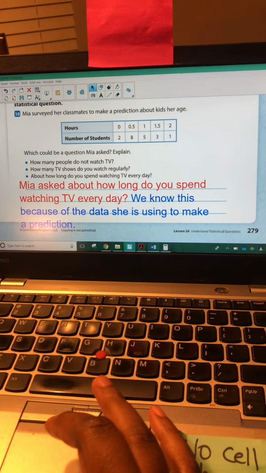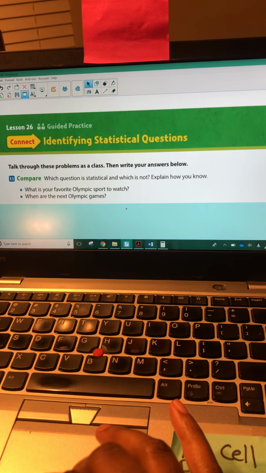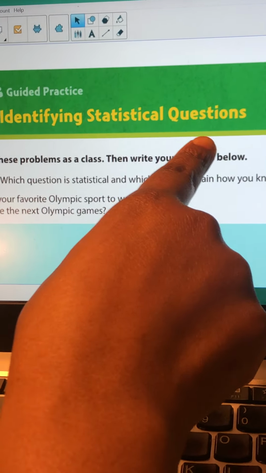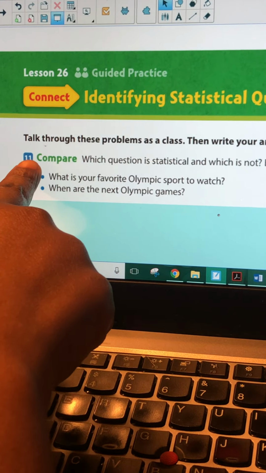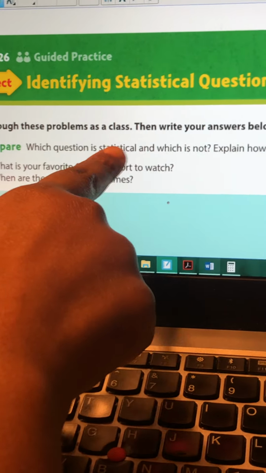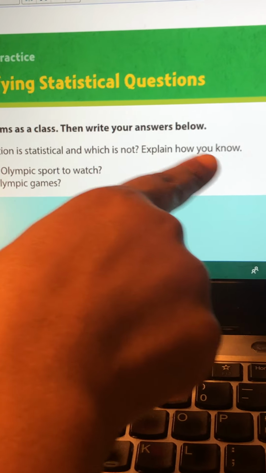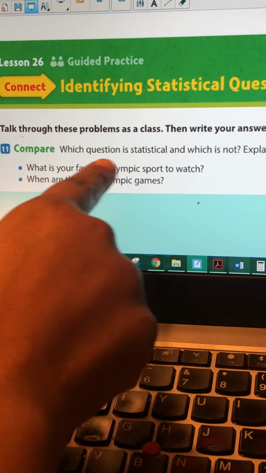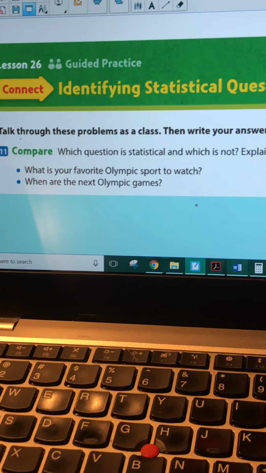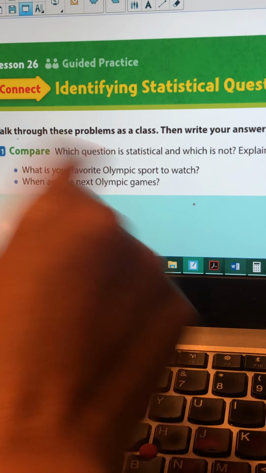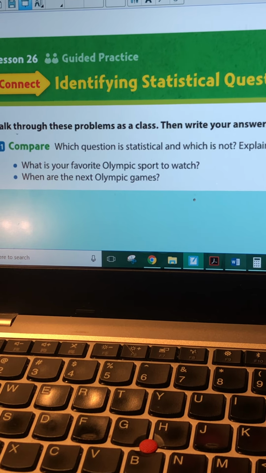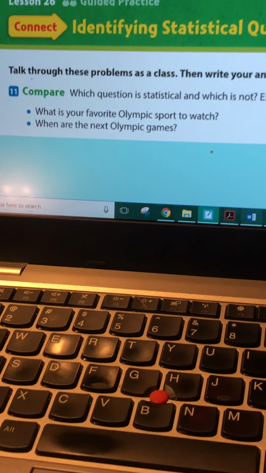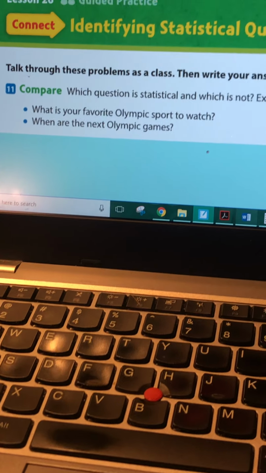All right, now let's go on to page 280. We're still identifying statistical questions. Number 11, compare. Which question is statistical and which is not? Explain how you know. We have our 2 questions here. What is your favorite Olympic sport to watch? When are the next Olympic Games? We have to see which one is statistical and which one is non-statistical. What do you guys think?